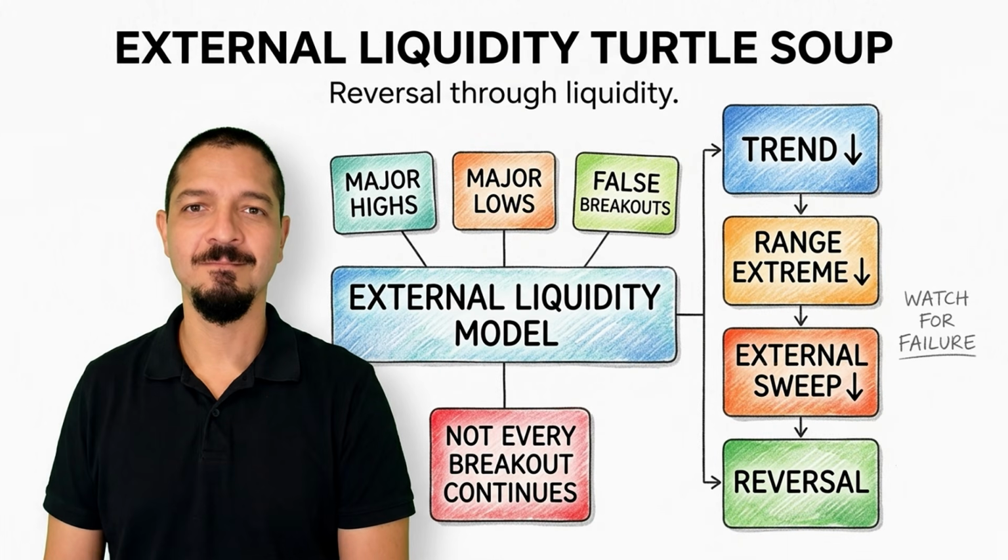The second model focuses on external liquidity sweeps, where price attacks a major range extreme, takes external liquidity, and then fails to continue beyond that level. This variation is commonly used as a reversal setup back into the range. The key distinction between these two frameworks is understanding whether the market is targeting internal or external liquidity.